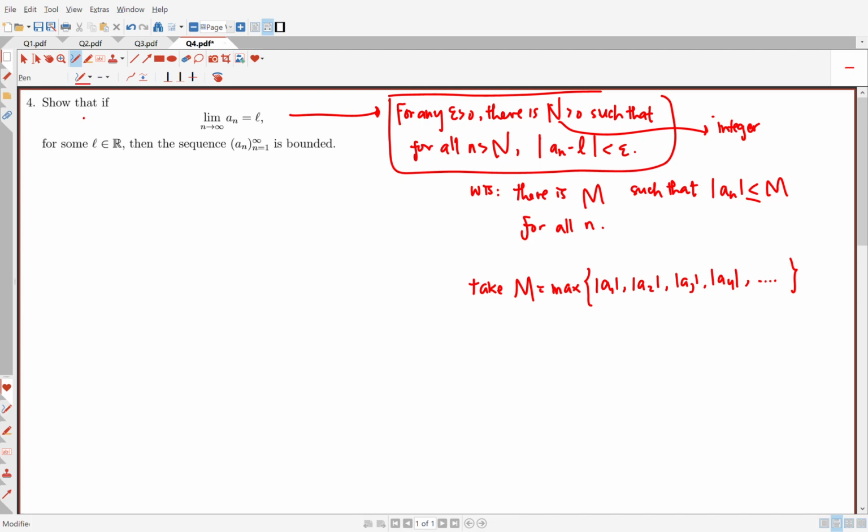But you cannot do this, because we don't even know whether there is actually a maximum value from here. There are infinitely many elements to compare. So you cannot do this. So what can we do?